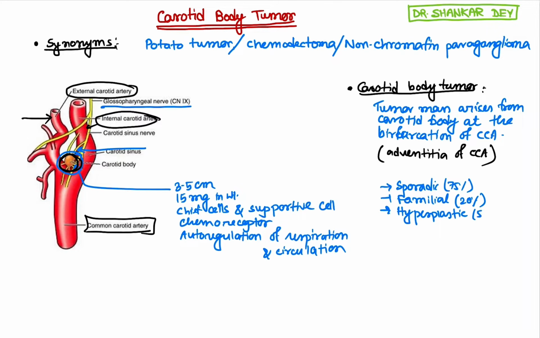Chronic hypoxia occurs in people living at high altitude, 5,000 feet above sea level, COPD, and cyanotic heart disease. So the hyperplastic type of carotid body tumor is common in chronic hypoxic cases, like people living at high altitude, COPD patients, or cyanotic heart disease patients.